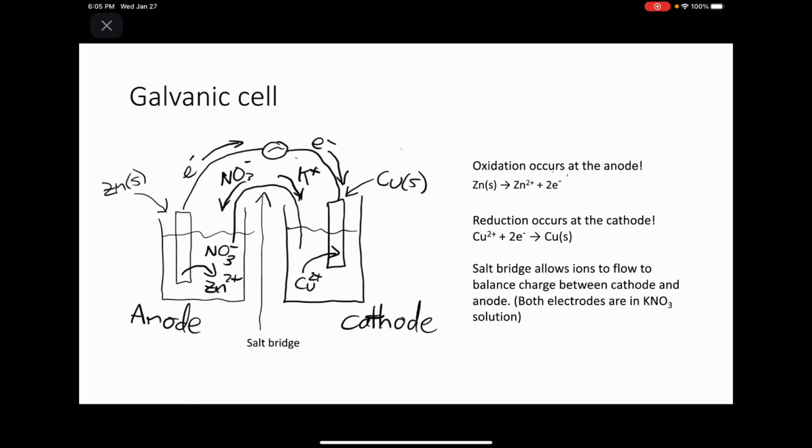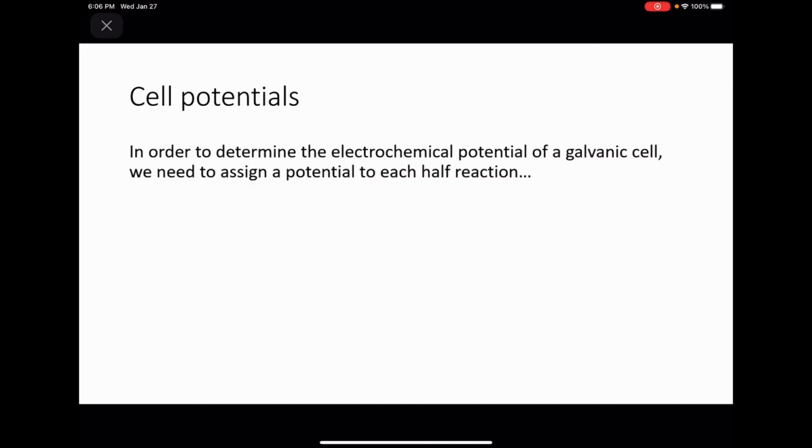The difference between this and a standard redox reaction is now we've separated the two reactions into two different electrodes, so that allows us to control the flow of the electrons through a battery, through a phone or a light bulb or whatever it might be. And so that's a design of a galvanic cell, or a crude look at a galvanic cell.